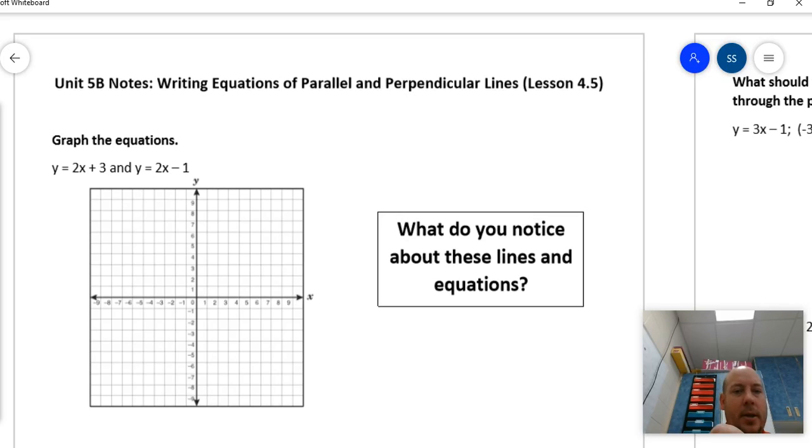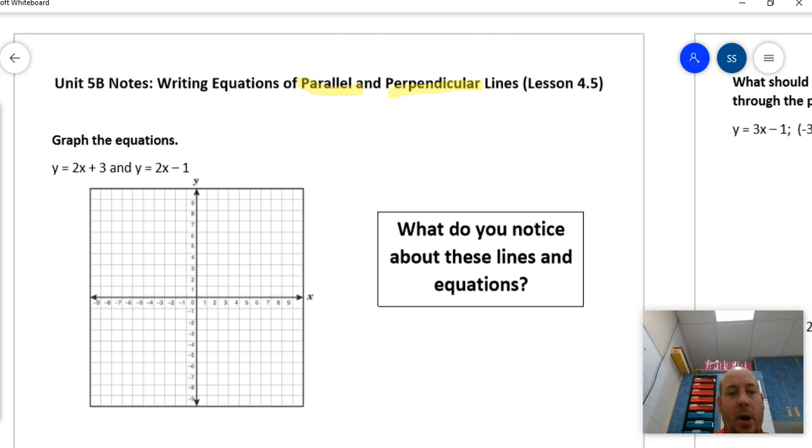So we're going to be looking at our final standard here for Unit 5, which is writing equations of parallel and perpendicular lines. Okay, so we'll start first with looking at parallel. We've got a couple equations there, y equals 2x plus 3, y equals 2x minus 1. They're both written in slope-intercept form.